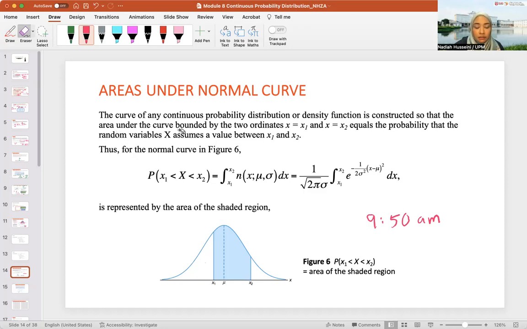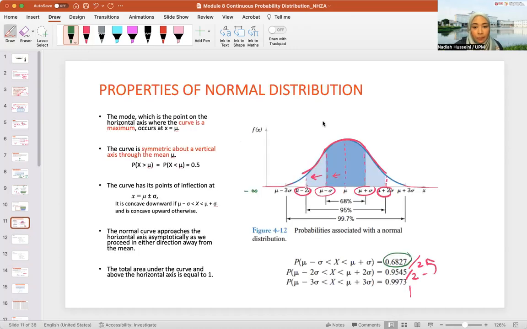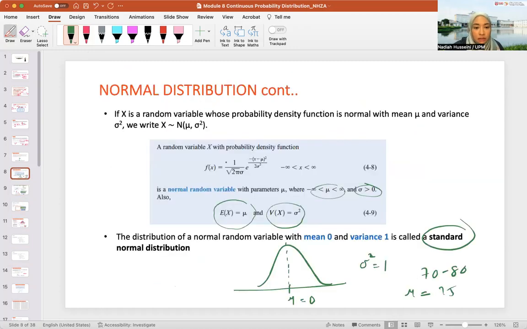So the area under the curve bounded by the two ordinates equals the probability that the random variable x assumes a value between x1 and x2. Thus, for the normal curve in figure 6, we're trying to find the probability of x being from x1 to x2. So what is the probability of the random variable having a value between x1 and x2? This is the probability. So how would we calculate that? We would integrate from x1 to x2 the normal distribution, which is the equation just now, which is the PDF. So when we integrate our probability density function, our PDF, we would get our cumulative.